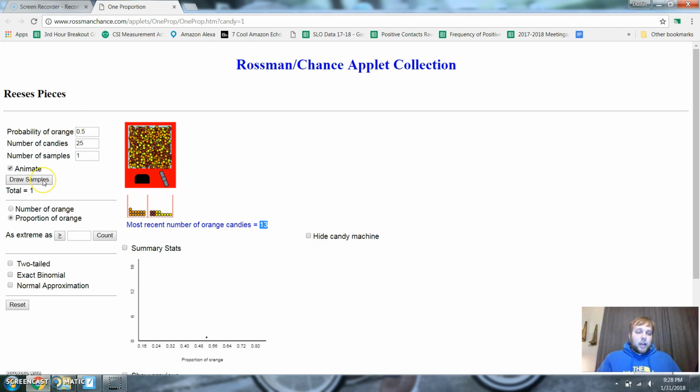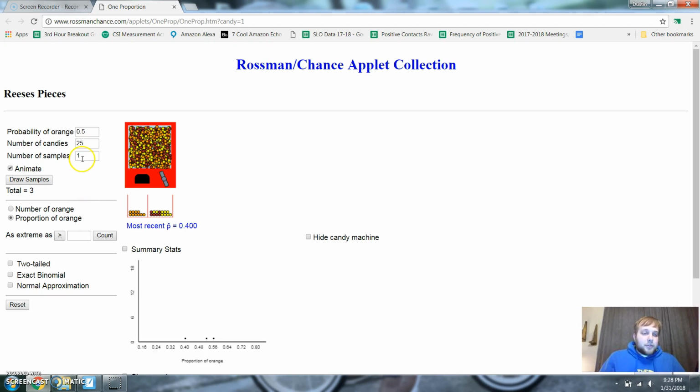If I was to draw another sample, I might not get that. I might get a completely different result. Let's see how many orange are drawn here. Ooh, 56%. So that one's a little higher, right? And if I just kept doing this over and over and over, drawing different samples, I would get another dot in here. And now I slowly start forming what we call the sampling distribution, all right.